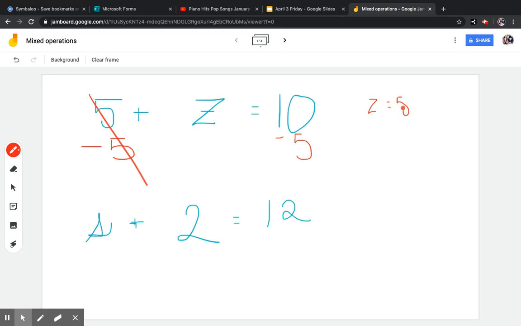And I can check my answer. I have 5, and then plus 5. 5 plus 5 equals 10.